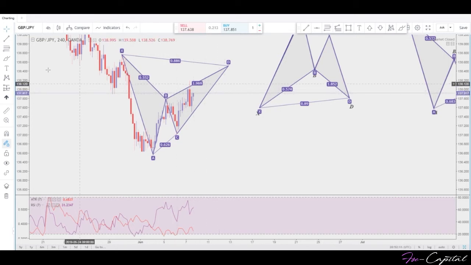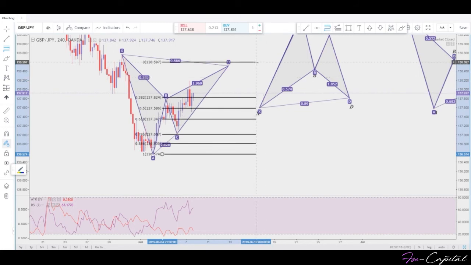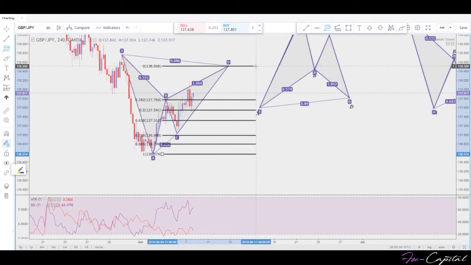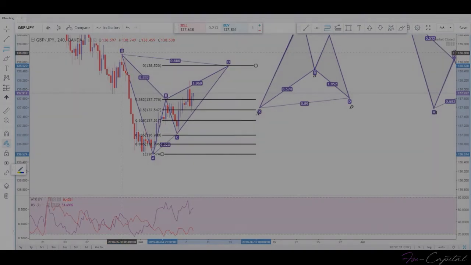Once again, my targets will be at the 38.2 and the 61.8. So I'll draw my fib from A to D. 38.2, my first target. My secondary targets will be sitting at the 61.8. My stop loss will be above X.